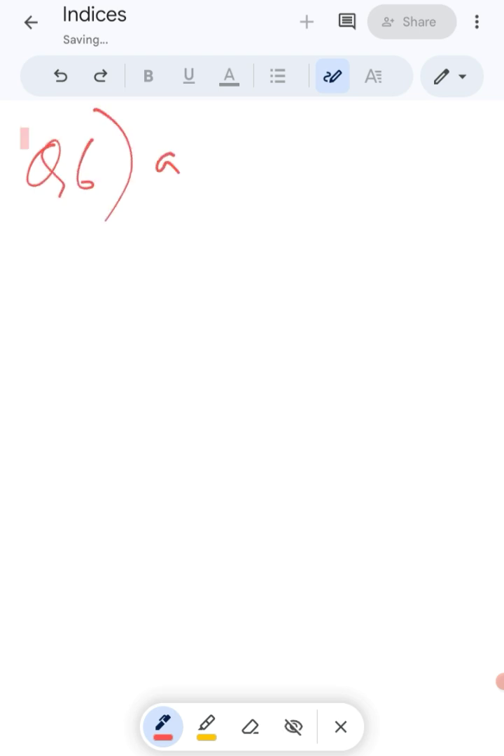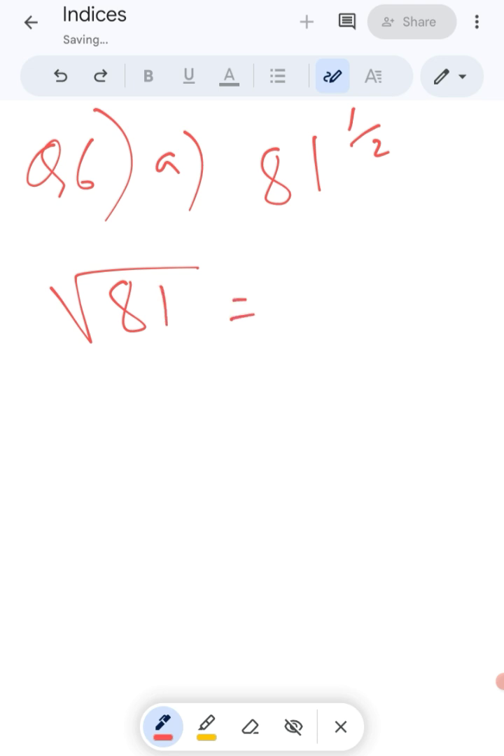The first part says 81 raised to the power half. How can I write that in a radical form? Root of 81. What is the root of 81? 9 square, right? So 9 square and a root of 81. The square is going to be cancelled with the root. What do I get as my answer? 9, right? Moving on to part B.